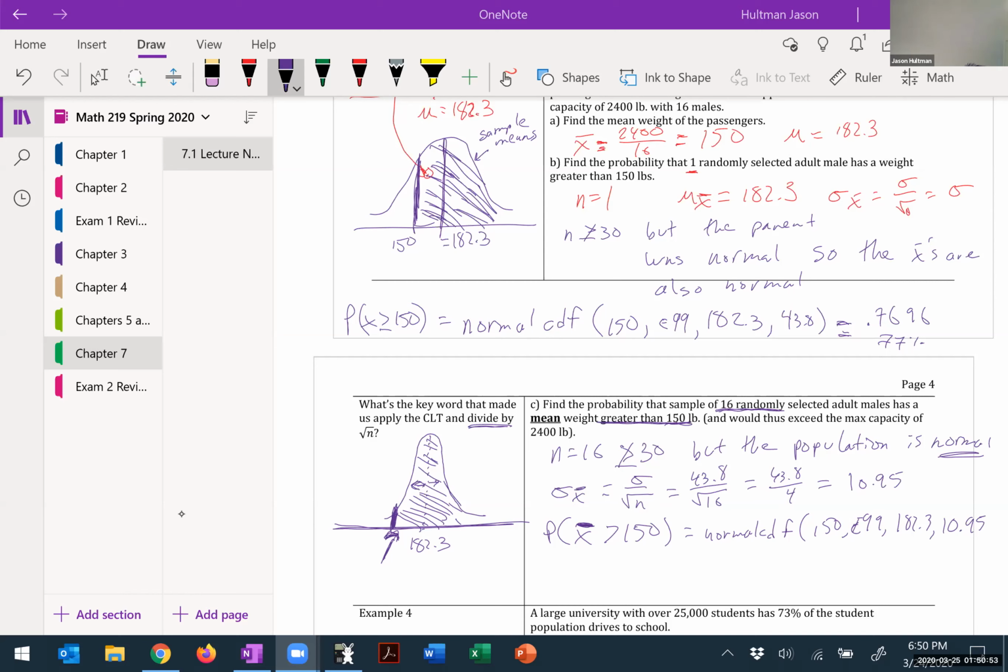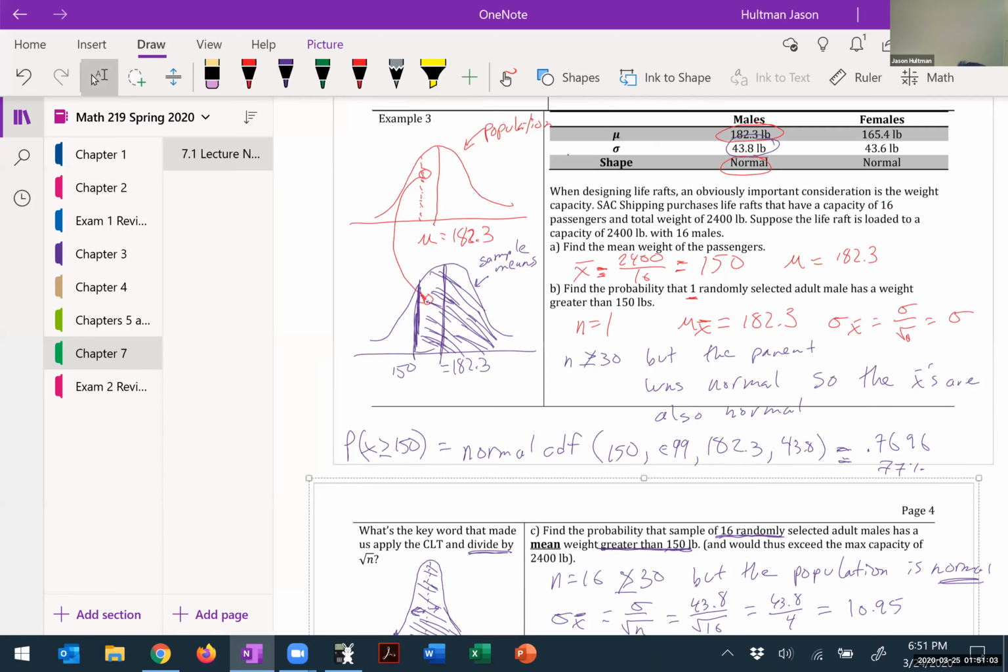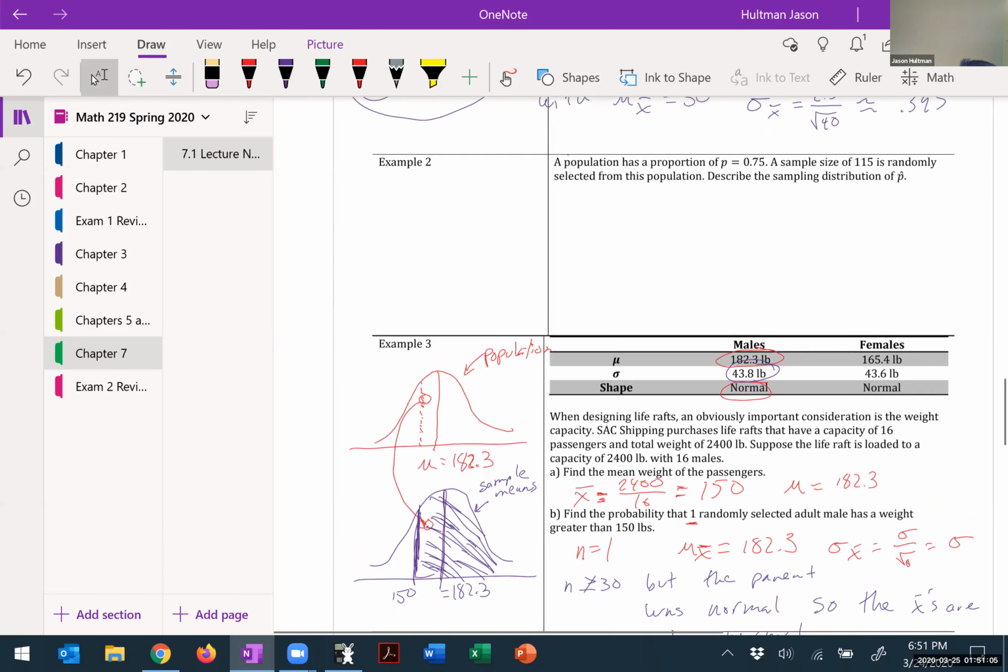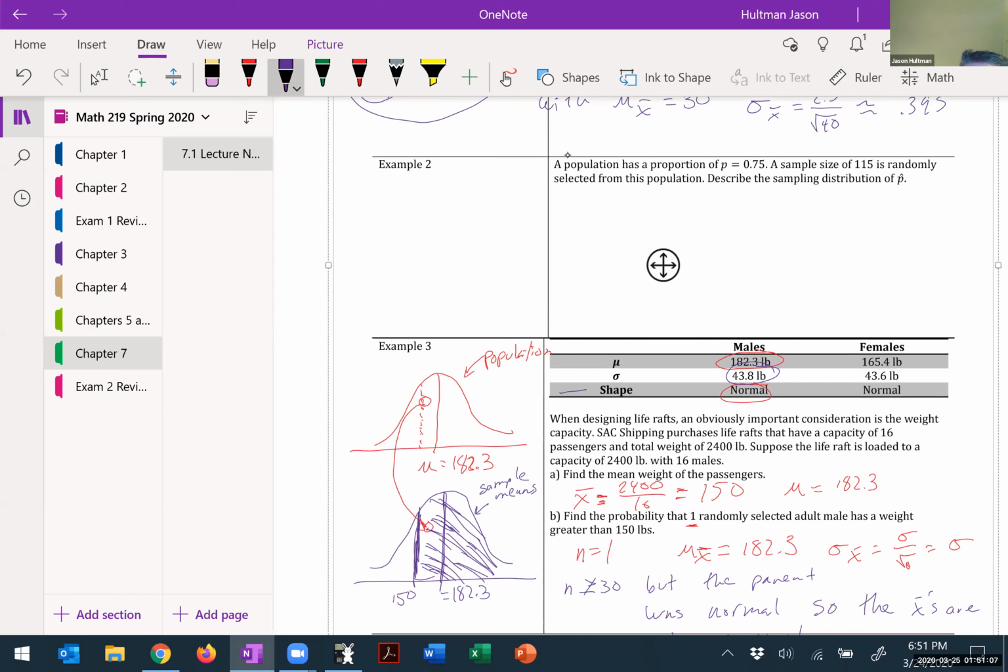So I don't know how far back, so how did we know the original distribution was normal from the start? Yeah, because it tells us back here, at the bottom here, it says the shape for the males is normal. So good question. It told us that the shape was normal.